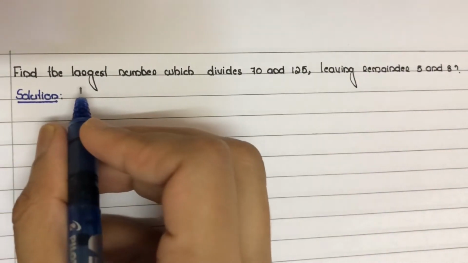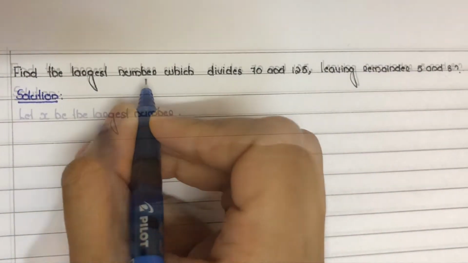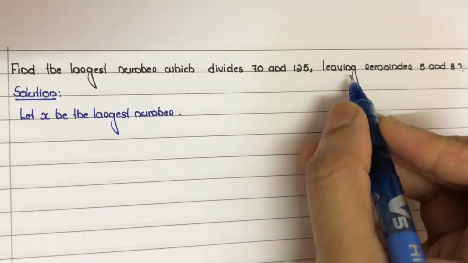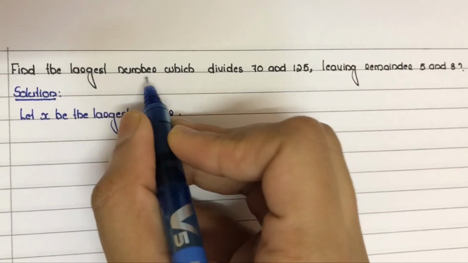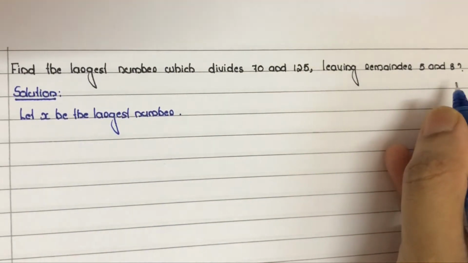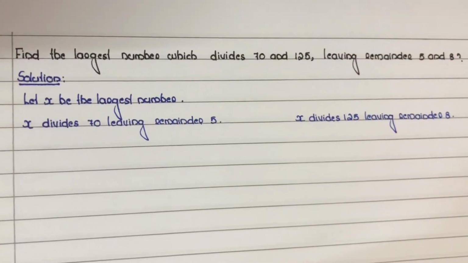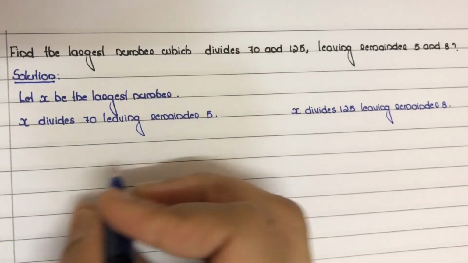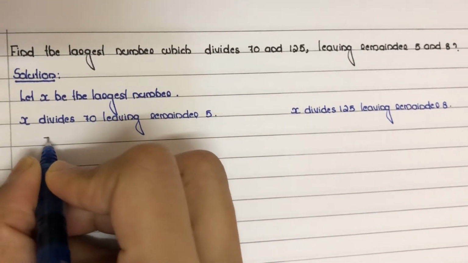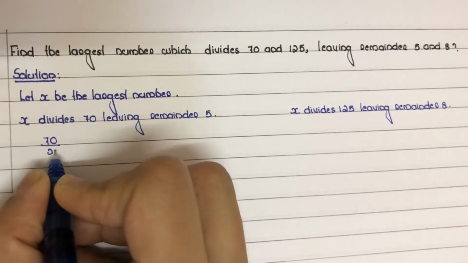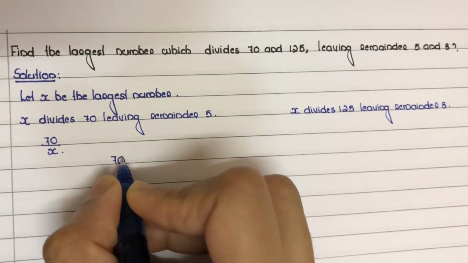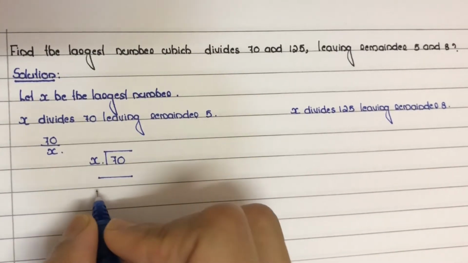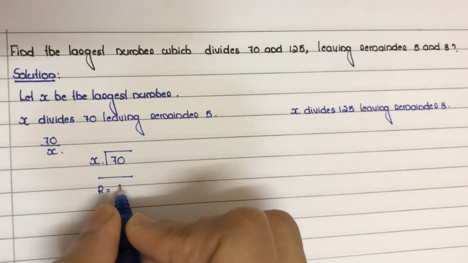So first we can write it as, let x be the largest number. As per the question, x divides 70 leaving remainder 5 and x divides 125 leaving remainder 8, right? Now consider the first part. X divides 70 leaving remainder 5. That is 70 by x, right? When you divide 70 by x, then you will get remainder equal to 5.